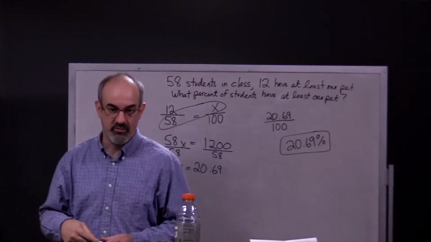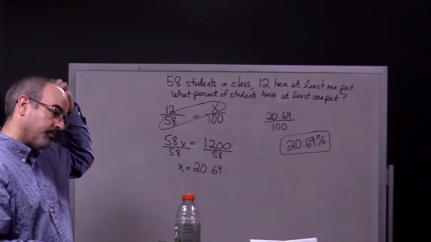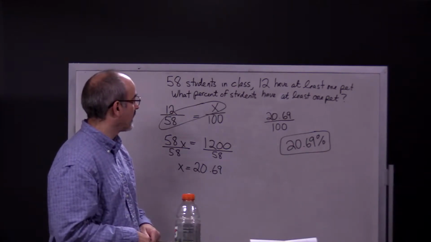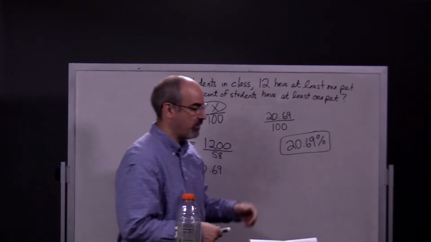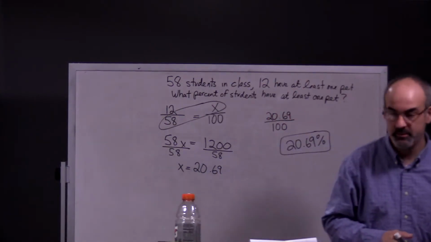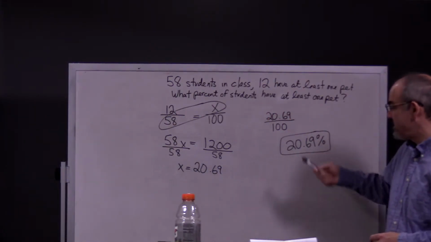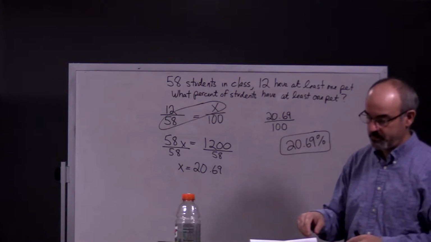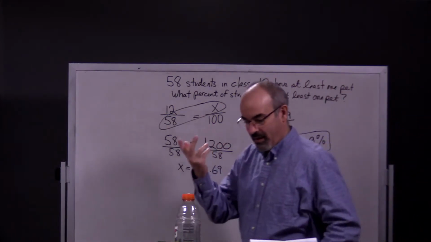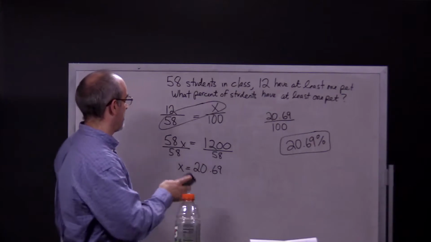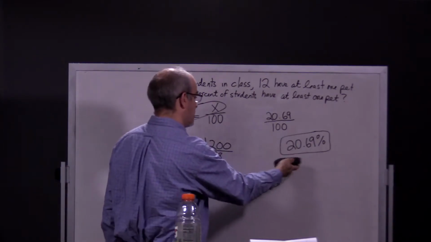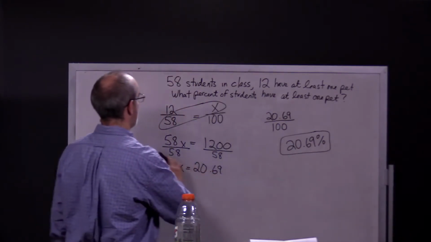It's a little bit more than 1/5, right? Because 20% would be 1 over 5. So the answer is 20.69%. Okay, now I know I'm just making up these numbers, so they're not going to come out nice. Like this didn't come out to be exactly 20% or 21%.